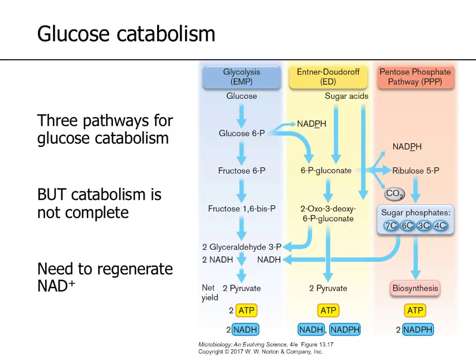So we've essentially generated all of this reducing power. But as we talked about with the different energy carriers, they're just supposed to be reused and just kind of transporting electrons. We need some way to regenerate the NAD+ for the cells to be able to use it again.